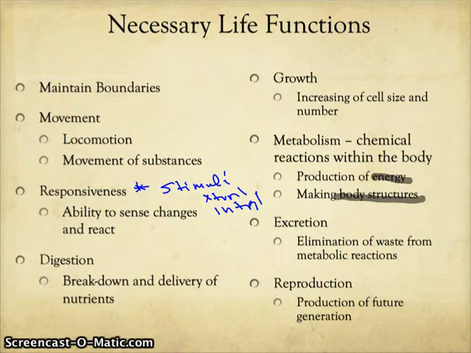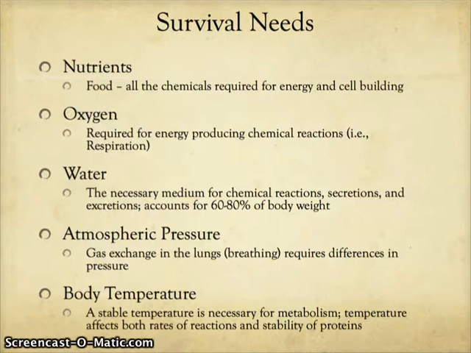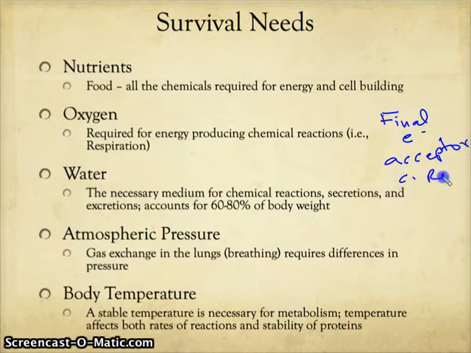Now, when we go into survival needs, what's interesting here is, again, maintenance of life, needs of life, survival needs. Nutrients, oxygen, water, pressure, body temperature. If we go through nutrients, obviously food's what drives all the chemical reactions, where we get all of our energy. Oxygen. The thing you should remember from biology here, remember that oxygen is that final electron acceptor for cellular respiration. Okay, so you need to remember that.